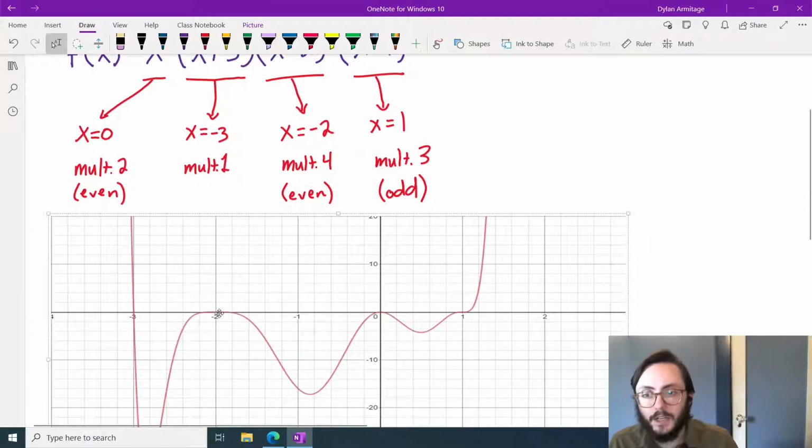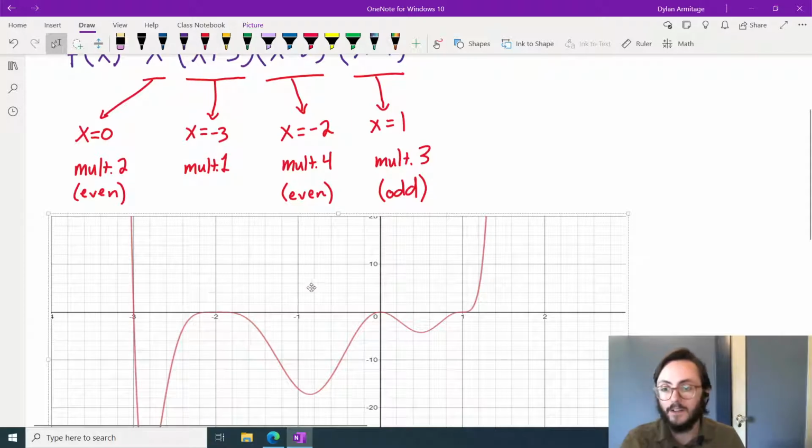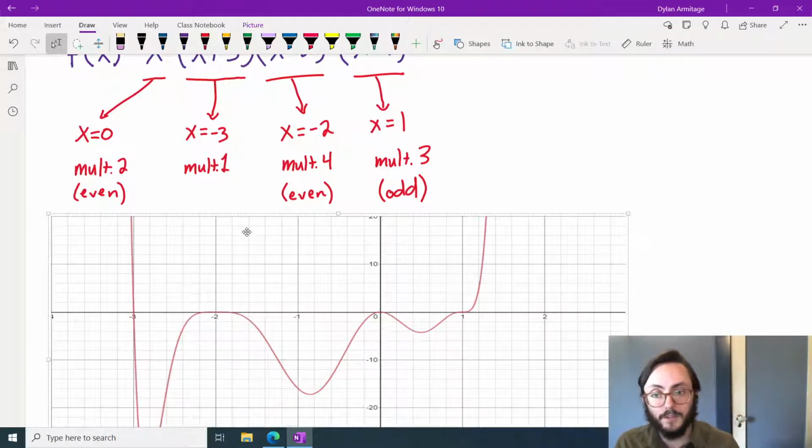This one here, the -2 root, is just a little bit flatter than the 0 root. And that's what happens with even multiplicities. They just touch that root and bounce back. But the higher the power, the flatter that sort of touch is.